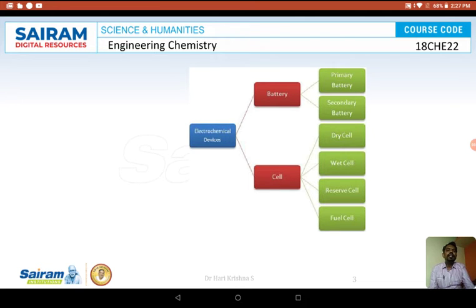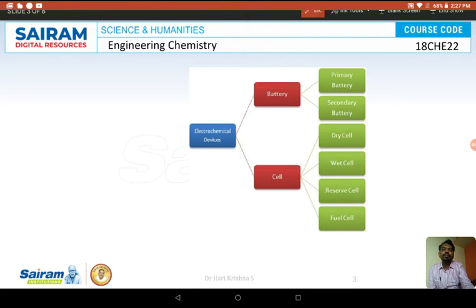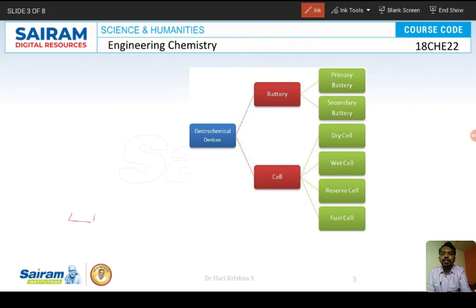Here the cell reactions are reversible. So what are the cell reactions occurring here? For example, let us consider lithium ion battery. When you're using the battery, lithium undergoes oxidation to give you lithium plus an electron. This electron will be used for working your apps or anything.